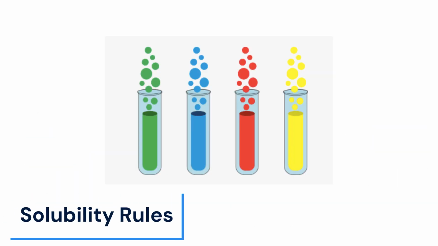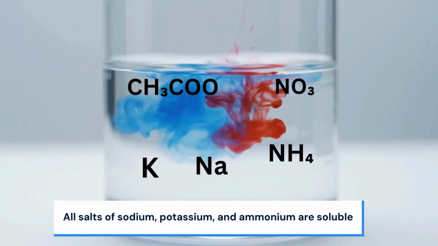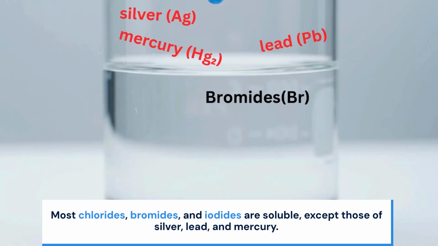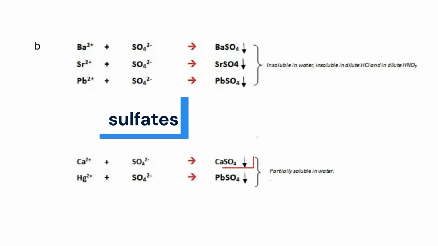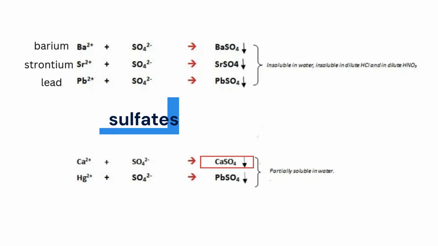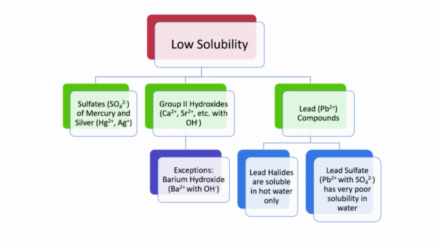To predict whether a salt is soluble or insoluble, chemists use simple solubility rules. All salts of sodium, potassium, and ammonium are soluble, and so are all nitrates and acetates. Most chlorides, bromides, and iodides are soluble, except those of silver, lead, and mercury. Most sulfates are also soluble, but those of barium, lead, and strontium are not, and calcium sulfate is only slightly soluble. On the other hand, most carbonates, phosphates, sulfides, and hydroxides are insoluble, except when combined with sodium, potassium, or ammonium. Hydroxides of calcium, strontium, and barium are only slightly soluble.